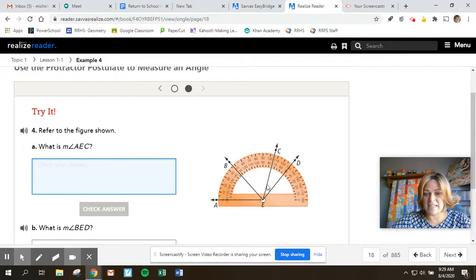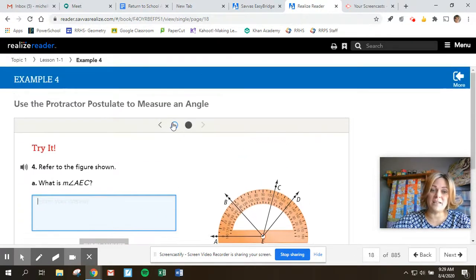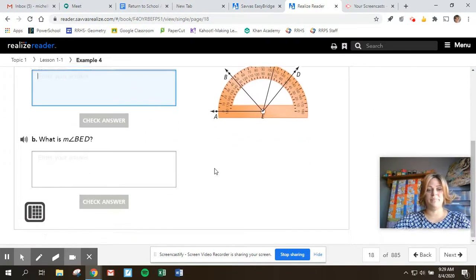AEC, because I'm going to have you actually do this one, I am not going to give you that measurement or how to do it. And same with BED. Again, these don't start at 0, so if you get stuck, you can always go back to that original example.